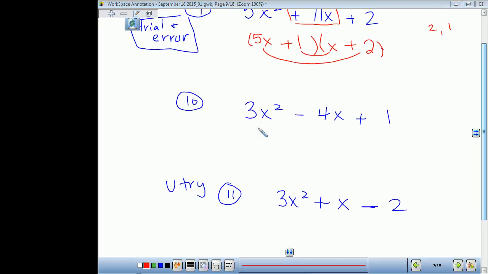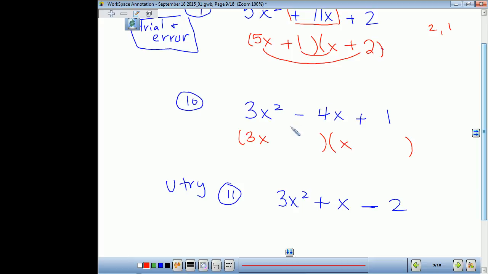Example 10. There's only one way to multiply and get 3. What is it? 3 and 1. So we're going to do a 3x and a 1x. Now this one's even easier. I don't have to think much, because there's only one way to get 1. 1 times 1. And do you see we're multiplying to get a positive 1? But we're adding to get a negative 4.